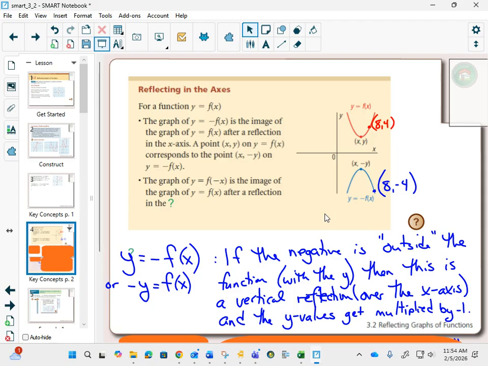So just like I picked that point 8, 4, when I do that transformation with the negative, that point will change to 8, negative 4. Because we took our original graph and flipped it over the x-axis.